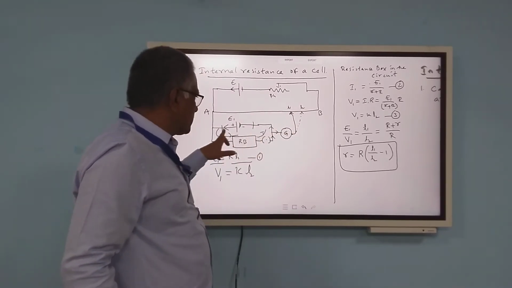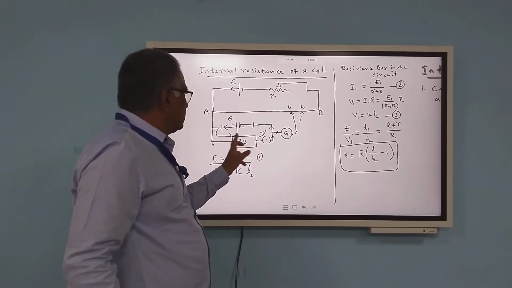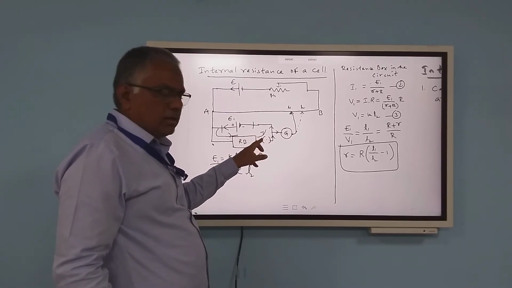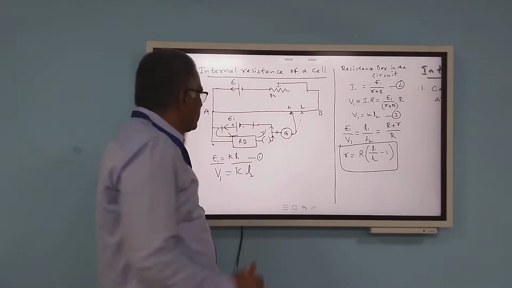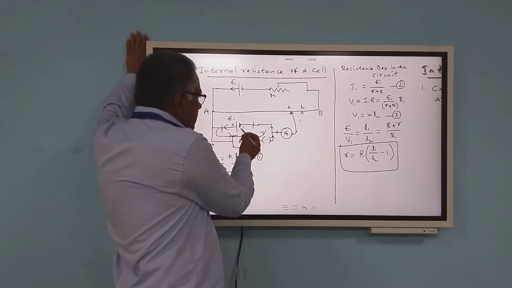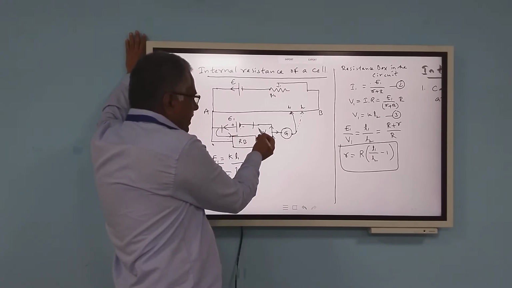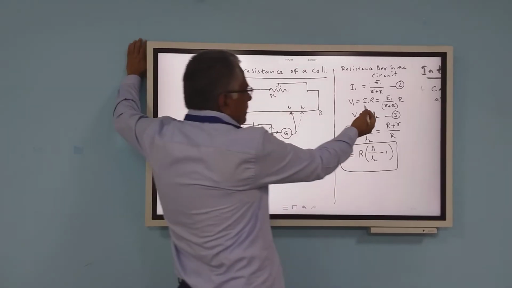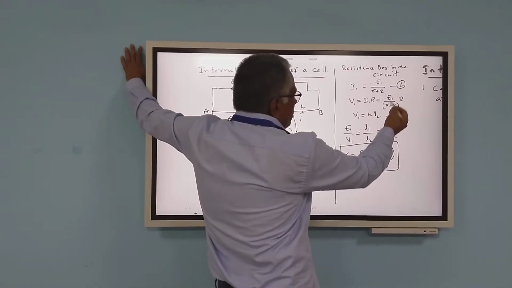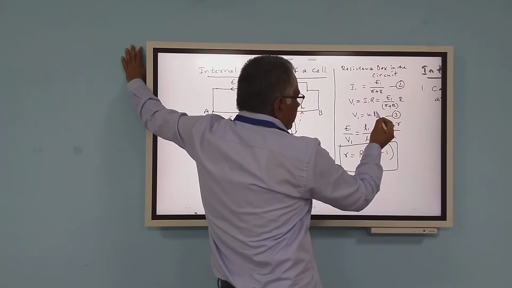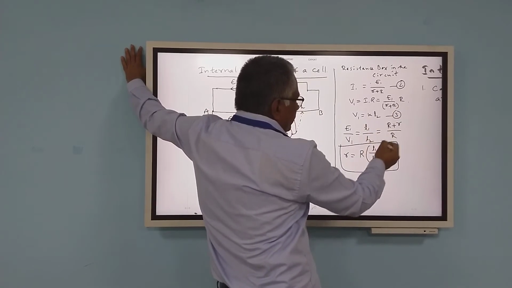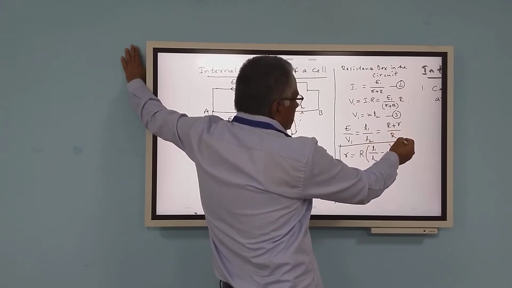What is the current in this one? The current passing through the circuit is I1 equals E1 divided by (internal resistance r of the cell plus capital R). Then the potential difference V1 equals I1 times R, which is E1 by (r plus R) into capital R. Then making these two equal.